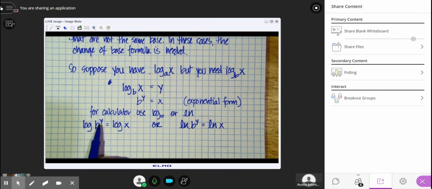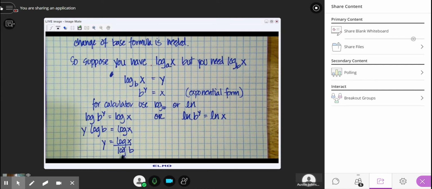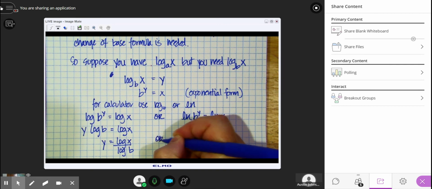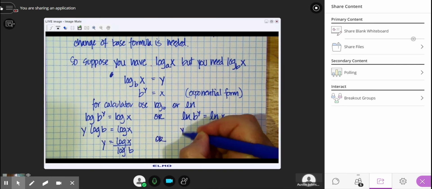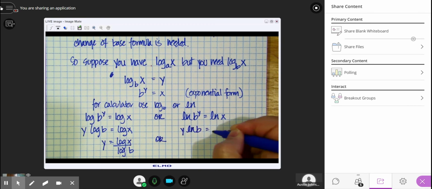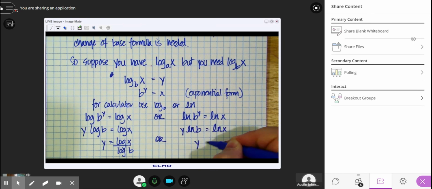Using my laws of exponents, I can take that y out front, so that y times log b is equal to log of x. And dividing both sides by log b, I get y is equal to log of x over log of b. For those of you that prefer the ln, I'd have y times ln b is ln x, or y is equal to ln x over ln b.